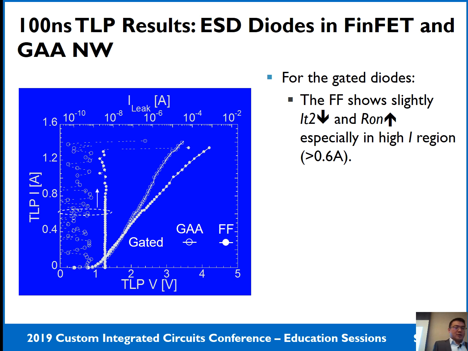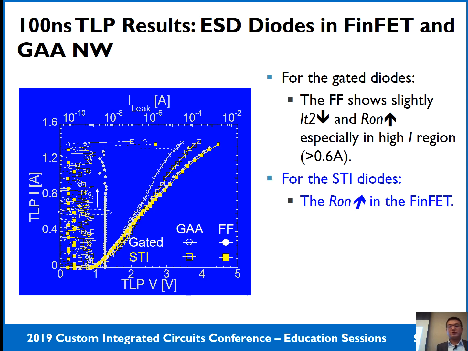A more interesting comparison will be the FinFET ESD diode compared with the gate-all-around ESD diode. First, let's look at the gated diode. Compared with the gate-all-around gated diode, the FinFET gated diode just shows a lower IT2 and higher R, especially in the high current region. Then a similar result is also shown in the STI diode. So the higher R is always shown in the high current region.